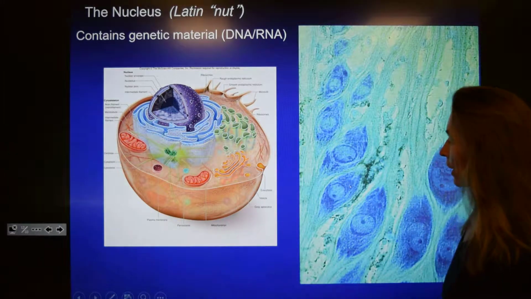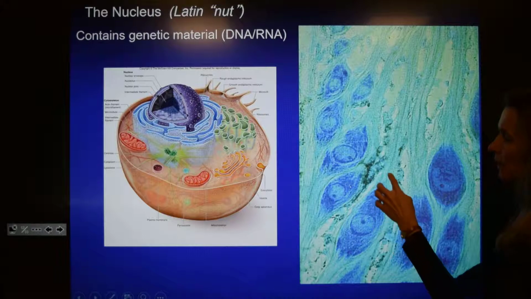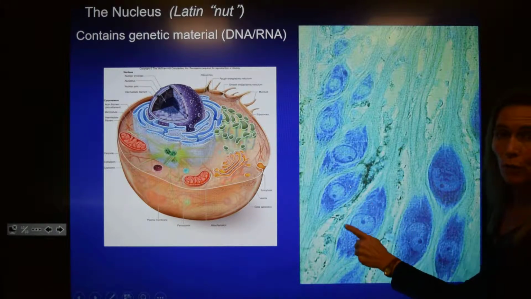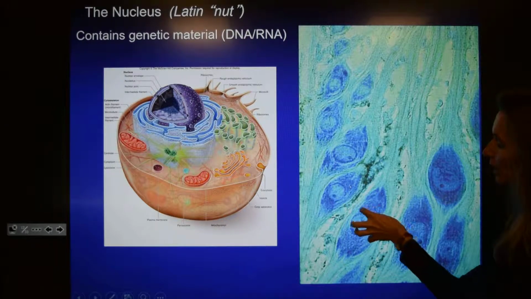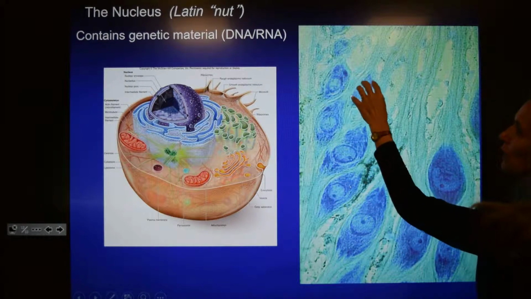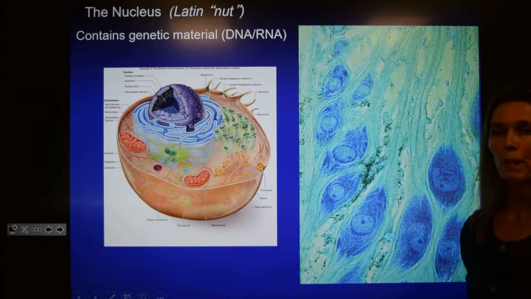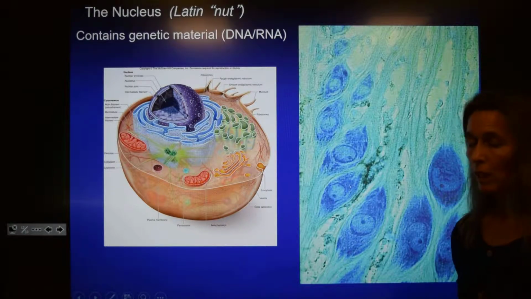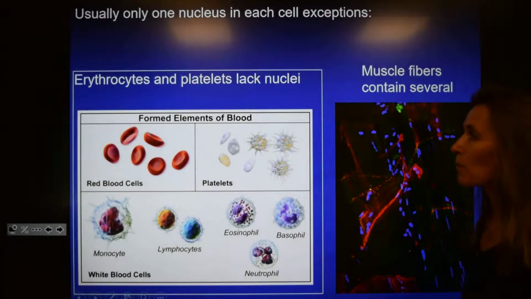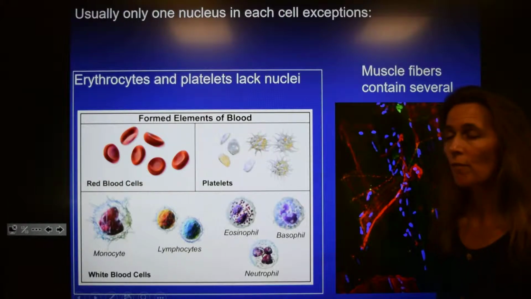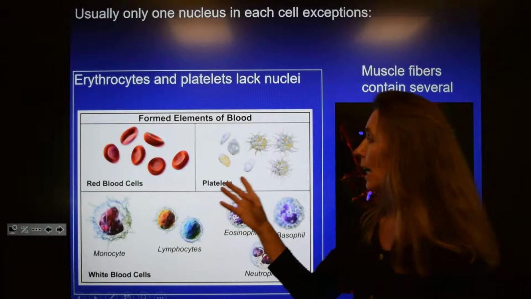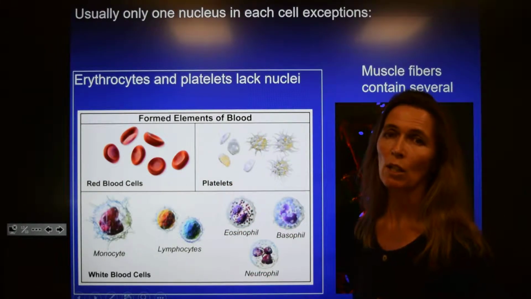I've given you an example here where you can see mechanosensory neurons, and these are the somata, the cell bodies of those cells. Here you can see that each one of those cells contains one very big prominent nucleus. In general, this is the rule: each cell contains one nucleus. However, there are some exceptions. For example, red blood cells don't contain nuclei, and platelets don't contain nuclei.